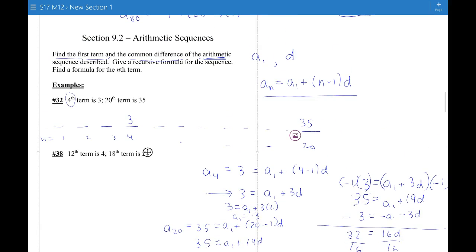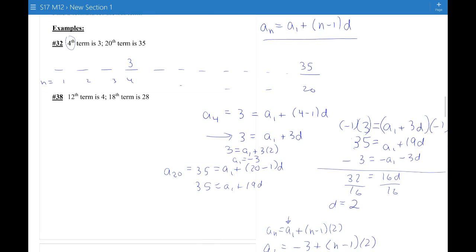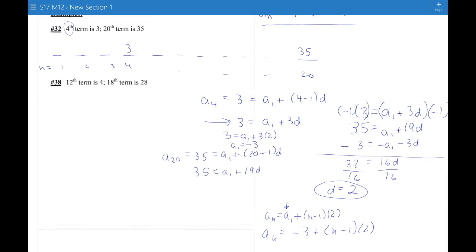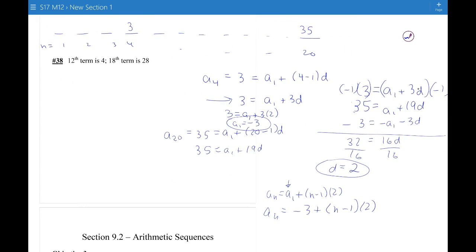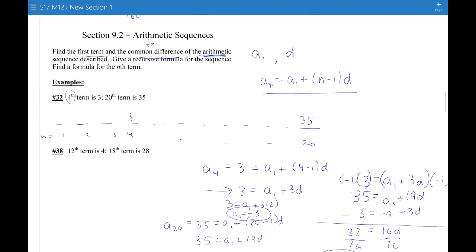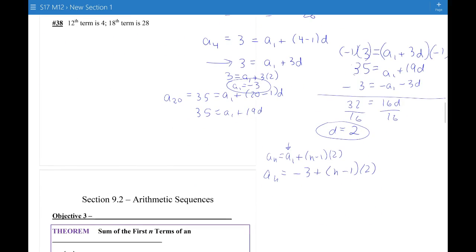So we have found the common difference. d is 2. We found the first term. a sub 1 is -3. And we found the recursive formula for the sequence, which is this formula for the nth term.